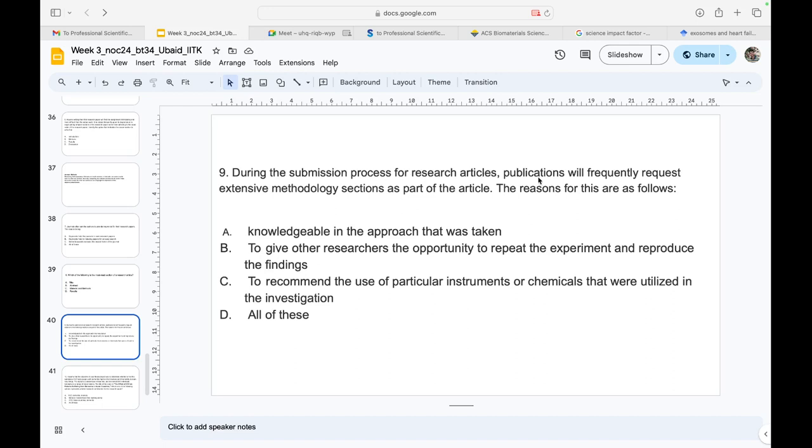During the submission process of the research article, publications will frequently require an extensive methodology section as part of the article. The reason for this is as follows. What is the reason that you have to write the methodology section extensively? These journals, in the guidelines that I showed you earlier, write that most of the time the methodology should be extensive.